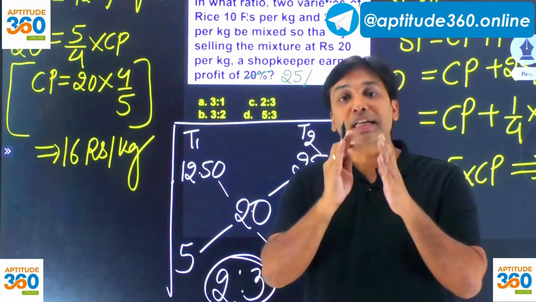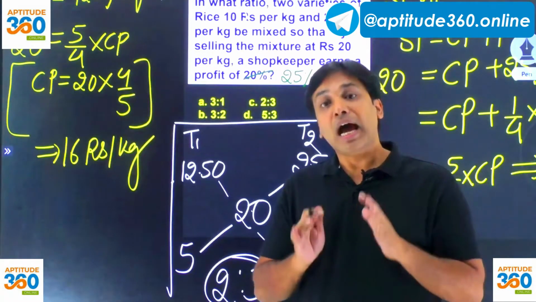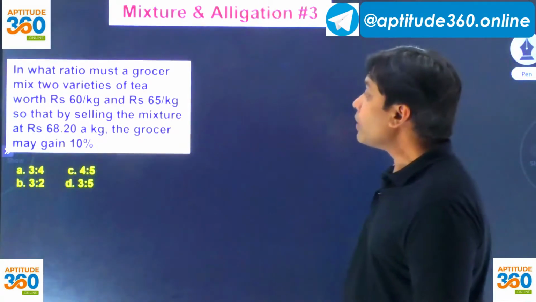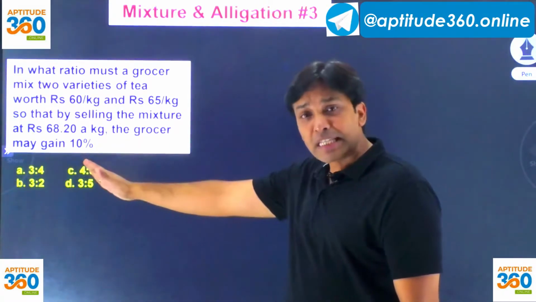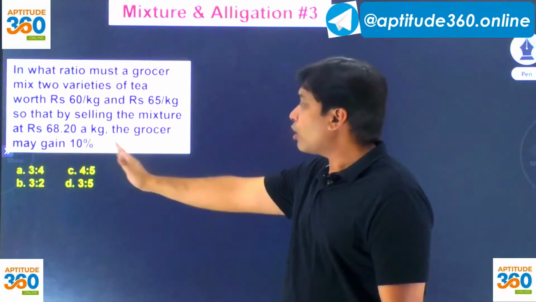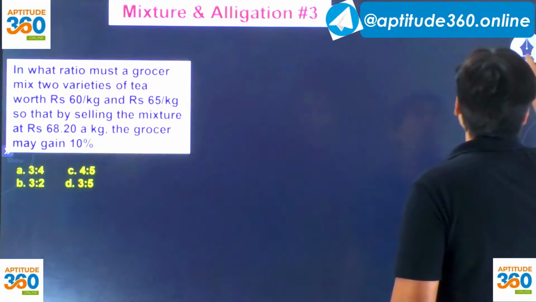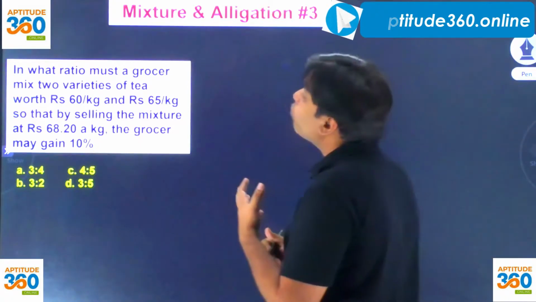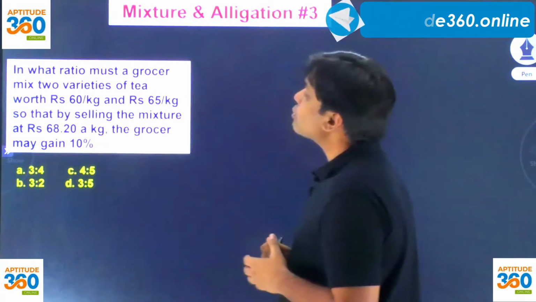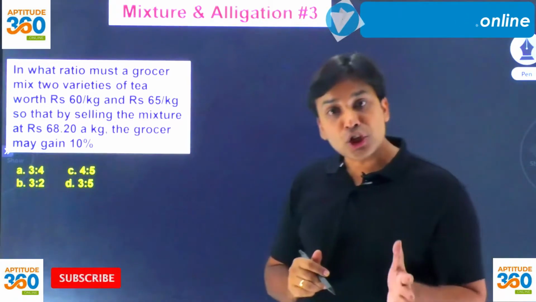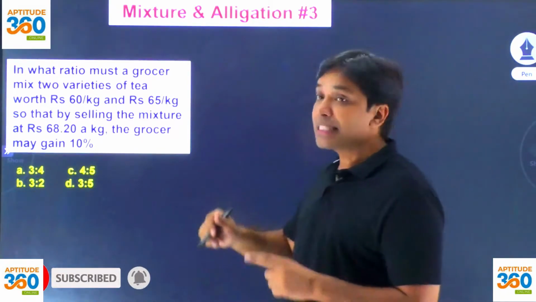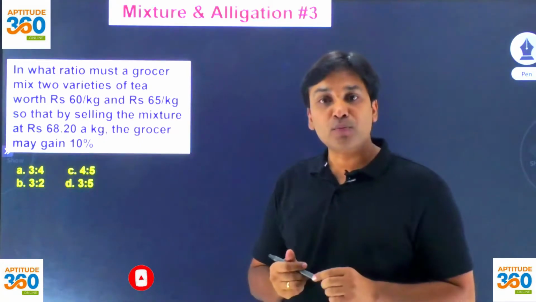So your understanding has to be thoroughly clear about it, right? I hope you're getting my point. Now, pause the video. This is a very similar problem. You can solve this one. Try to solve this question on your own. It says that in what ratio must a grocer mix two varieties of tea, 60 rupees per kilogram and 65 rupees per kilogram. Selling price of the mixture is given to you as 68.20.